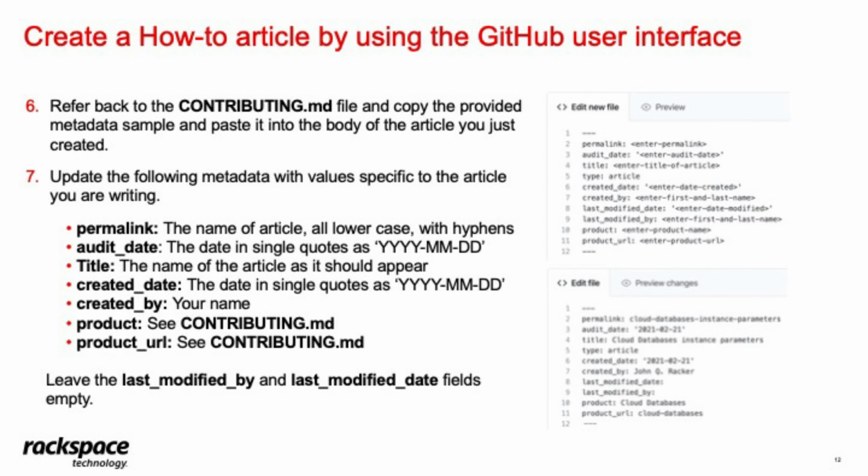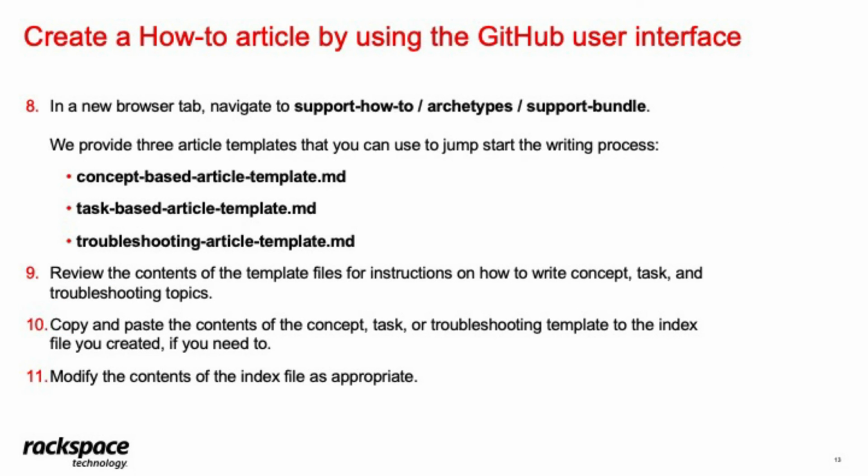Now you need to add metadata for your article in the content section. You can copy lines from a similar how-to or grab template lines from the contributing.md file. Fill in the metadata with relevant data as shown on this slide. If you need some guidance on how to structure your article, feel free to check out the concept, task-based, and troubleshooting templates in the repo's Archetypes Support Bundle directory. Then write your new article.